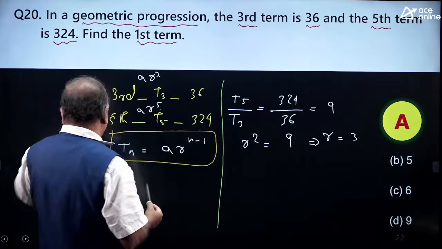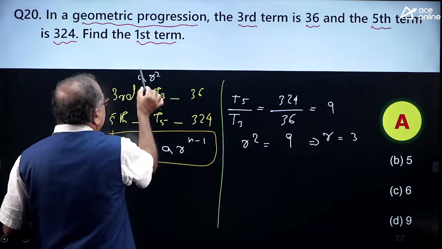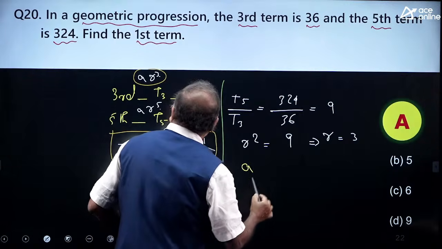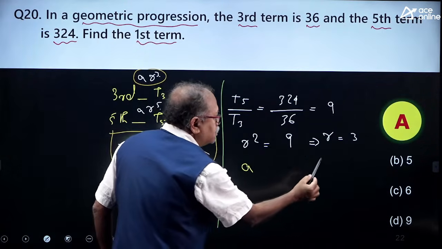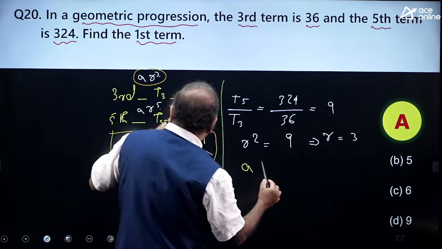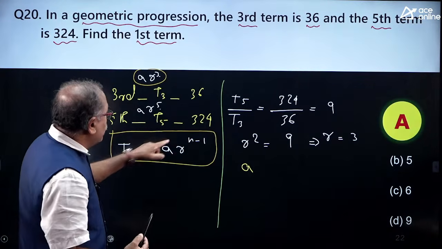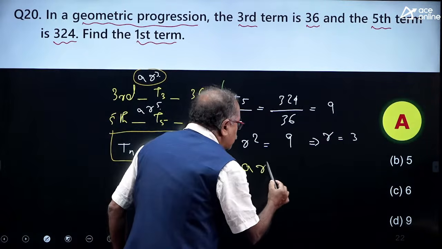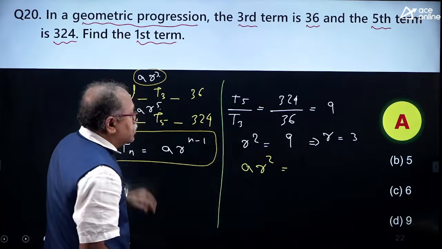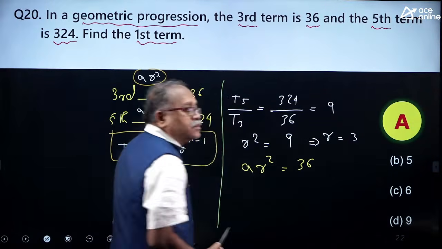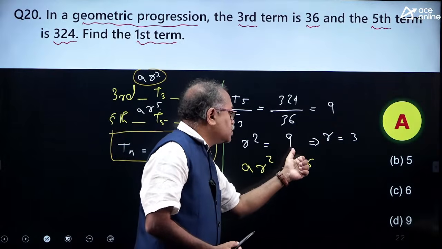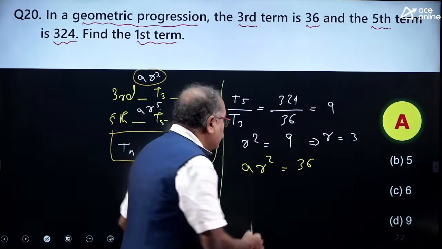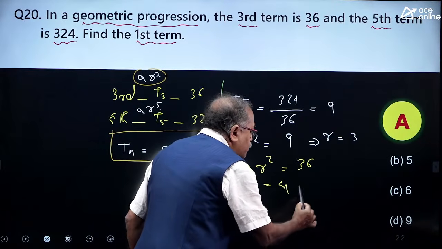I will take any one of these. Replace this, that is a r cube, that is a times 3 cubed, which is 36. Actually a r to the power n minus 1, so 3 minus 1, 2, a r square, which is equal to 36. Whereas r square is 9. So what is a? Divide 36 by 9, you get a as 4, which you have rightly answered.